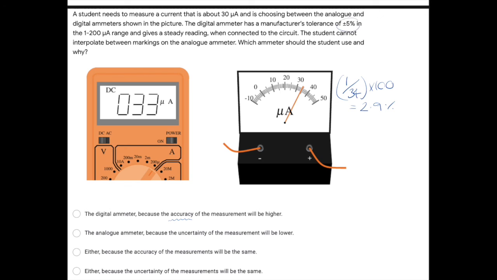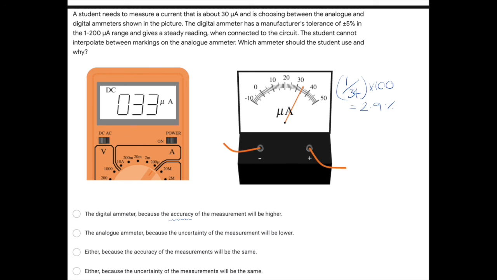When we compare that to the 5% from our digital, we can already see that the uncertainty in this one is going to be lower. So we can therefore disregard that bottom statement because we know the uncertainty of the measurements will not be the same. And we can categorically say that the uncertainty of the analog ammeter is lower, and therefore that is our option B.